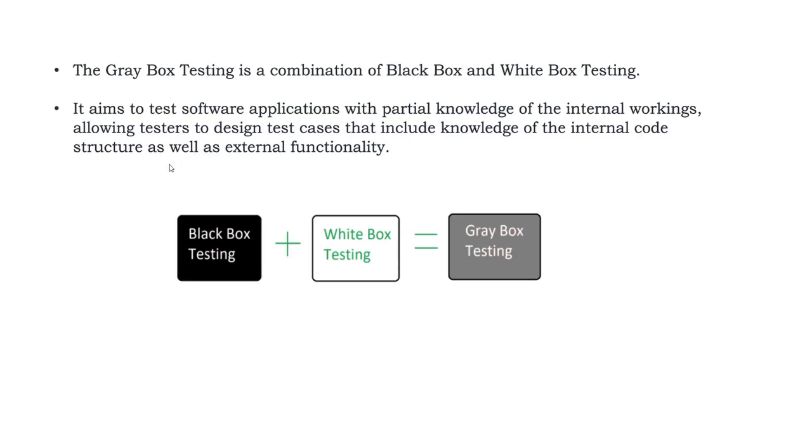Basically, in black box testing, testers will test the application without having the internal code knowledge, right? Whereas in case of white box testing, it is more concerned about the coding and internal structure. So in case of gray box testing, it is a combination of the UI as well as the actual logic part.